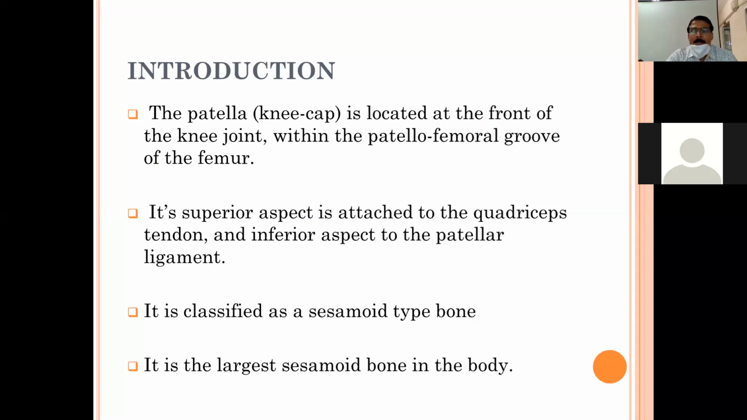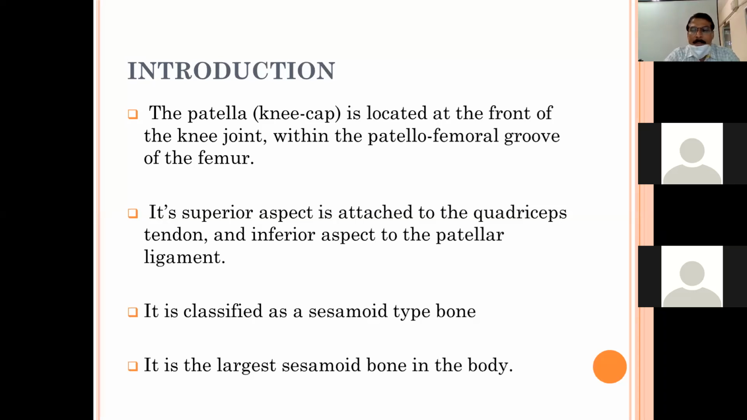So, the patella is located in the front of your knee joint, so it can be called a kneecap. It lies in the patellofemoral groove. There is a groove in the distal part of the femur between the condyles anteriorly, and this is the area where the patella is located. It is superiorly attached to the quadriceps tendon and inferiorly to the patellar ligament, which is ultimately attached to the tibial tuberosity.